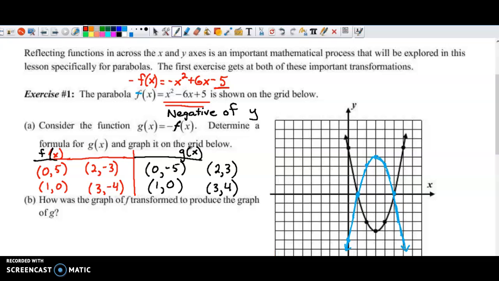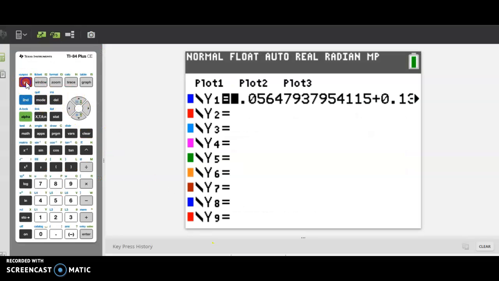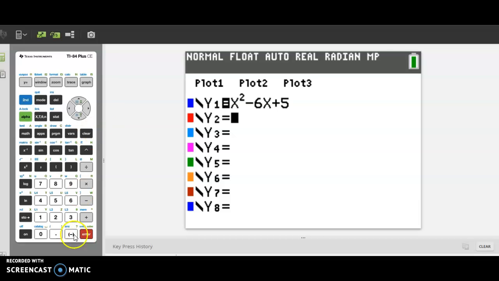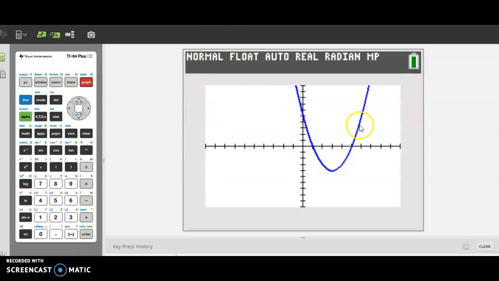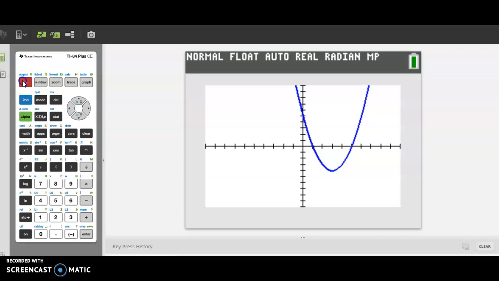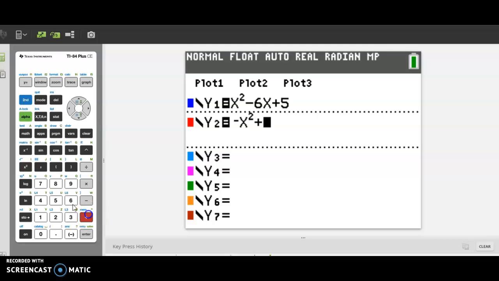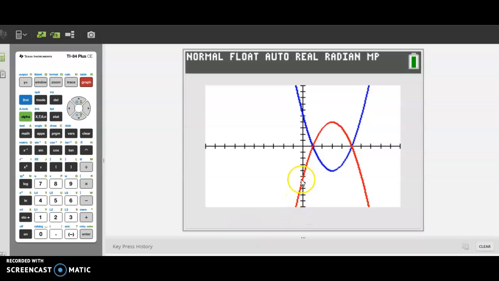And we can explore that on a graphing calculator. So I'm just going to go to y equals, oops, that's still in there. We had x squared minus 6x plus 5. If I go to the next piece, let's look at the graph of that. That's exactly like what it looks like on my page. But I could also do the other function and negate everything. And I can see all of my points are flipped over the x-axis.